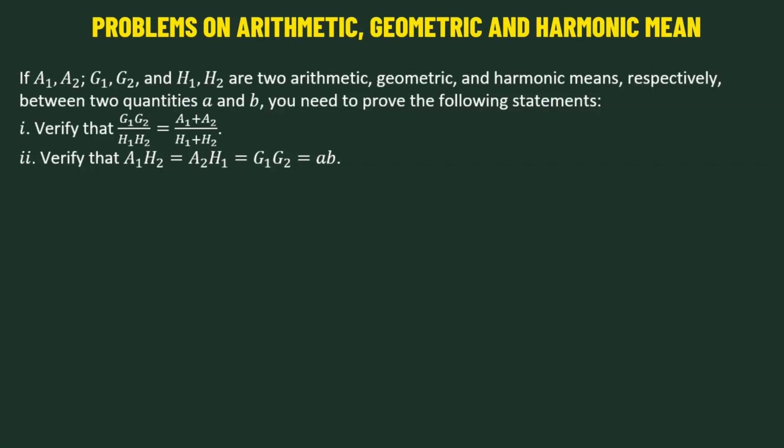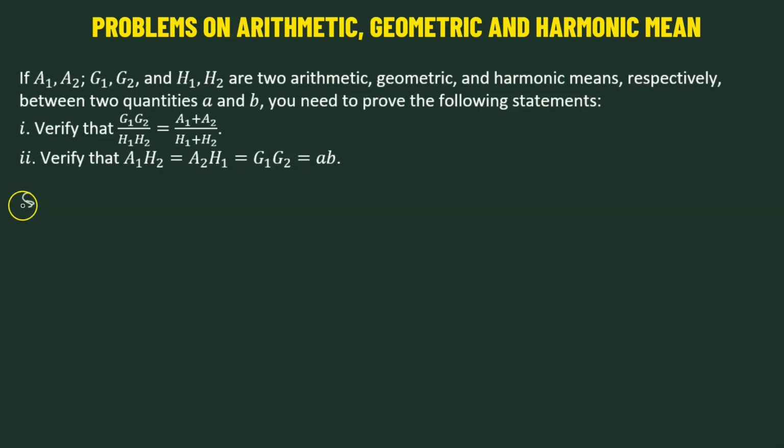So here we have A1 and A2, G1 and G2, and H1 and H2. Now each of the pairs are two arithmetic, two geometric, and two harmonic means between two quantities A and B. So using this information, we need to prove the following statement. So let us begin with whatever we are being provided with.